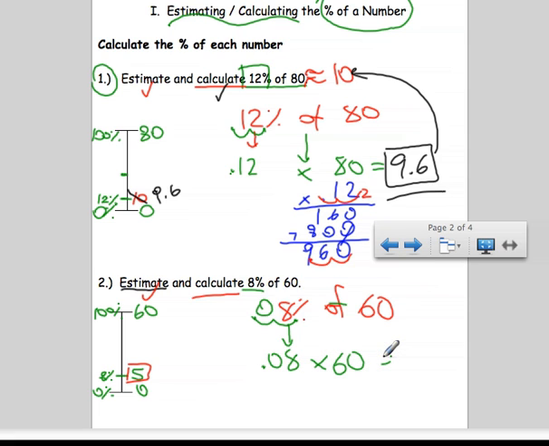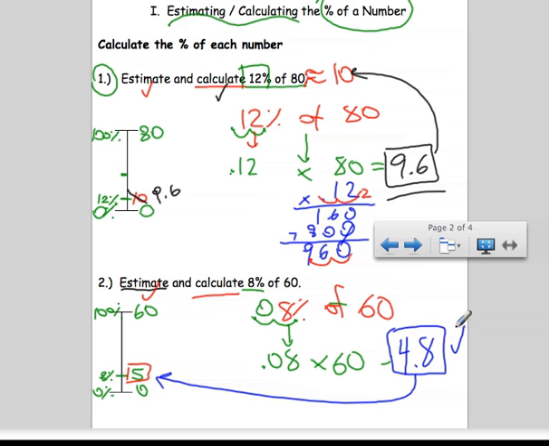If you did that, 8 hundredths times 60 would have gotten you exactly 4 and 8 tenths. And so if your estimate was anywhere close to 5, it does make sense that 4 and 8 tenths is pretty close to 5. And the actual answer is 4 and 8 tenths.